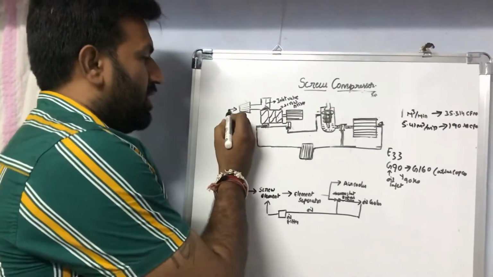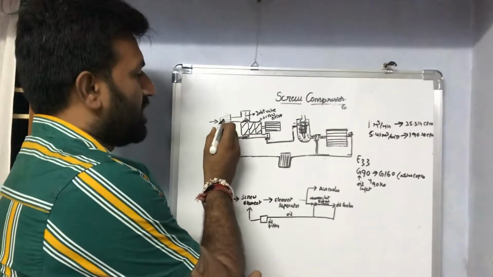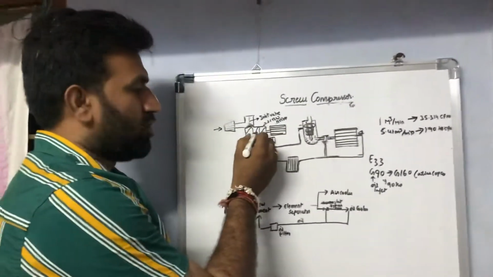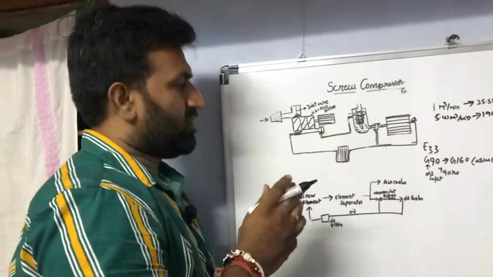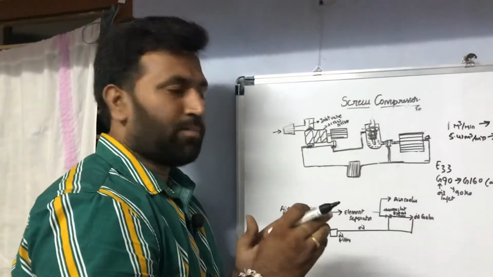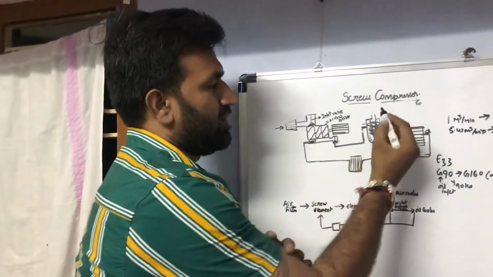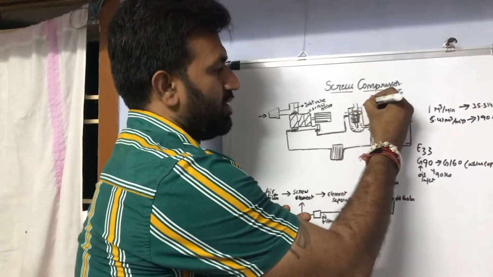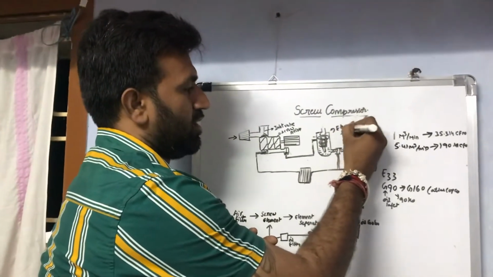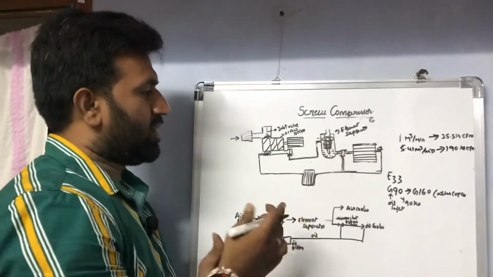A high volume of air gets into this air filter, and the dust gets collected on the air filter. This air enters into the screw drive, where both screws rotate and the air gets compressed, and that compressed air enters into this element separator.